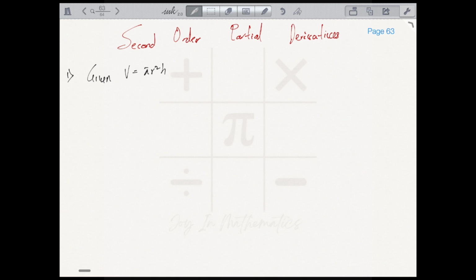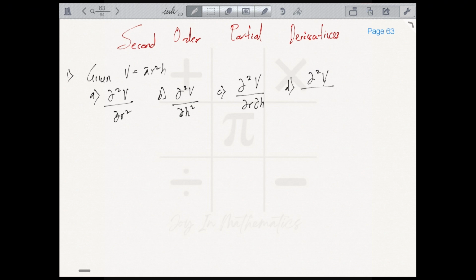There are four forms of second order partial derivative: the partial derivative squared v, the r squared; the squared v, the h squared; the squared v, the r with the h; and the squared v, the h, the r.